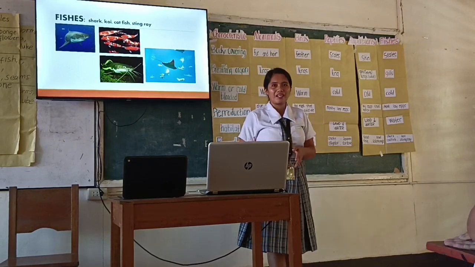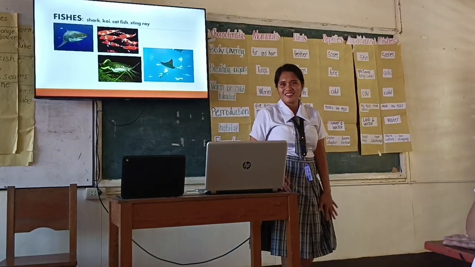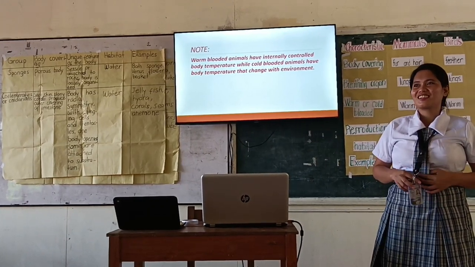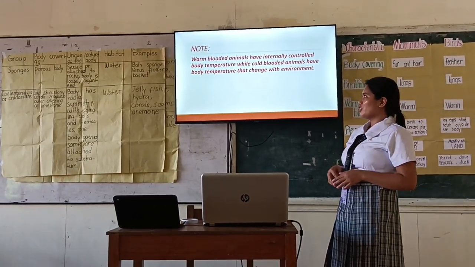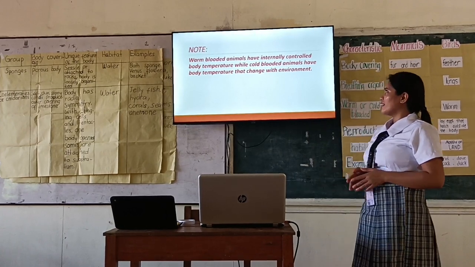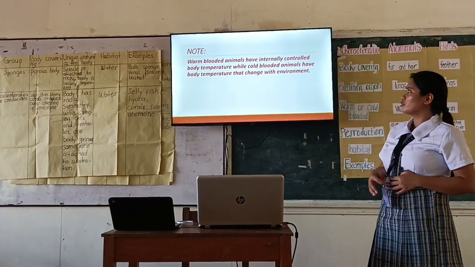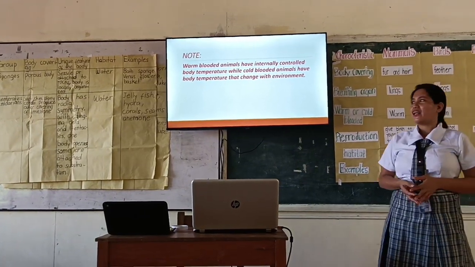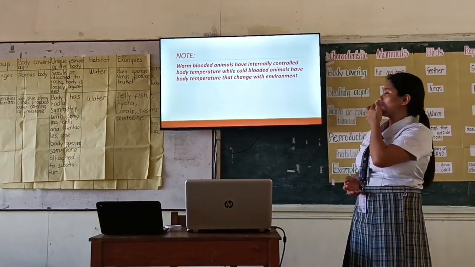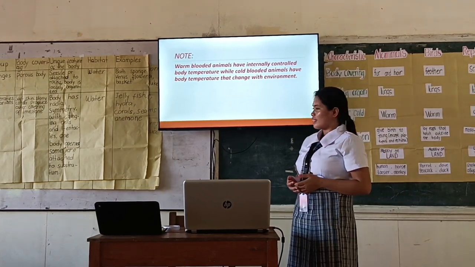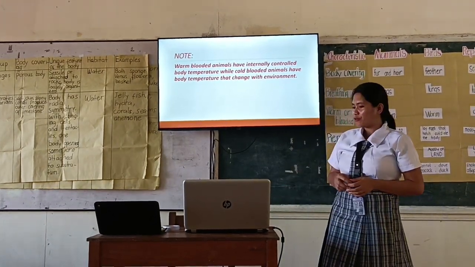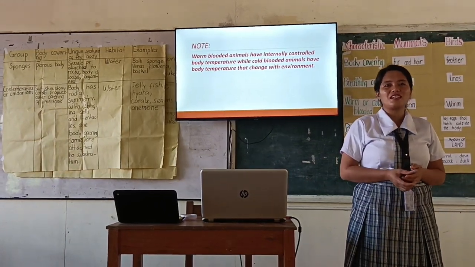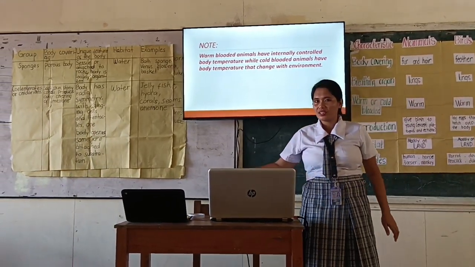That's all for my discussion. Did you understand my discussion, class? Yes, teacher. Okay, very good. Take note that warm-blooded animals have internally controlled body temperatures, while cold-blooded animals have body temperatures that change with the environment. And that's the end of my discussion. Teacher Cindy will continue our discussion.